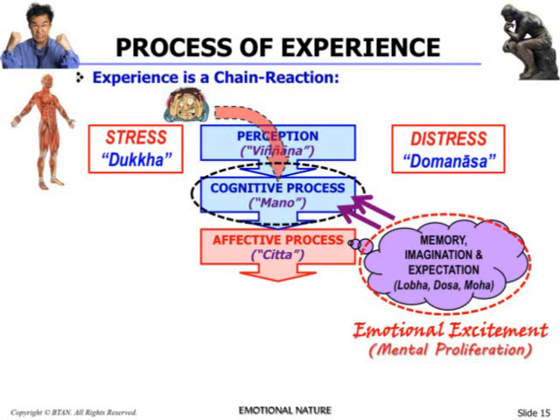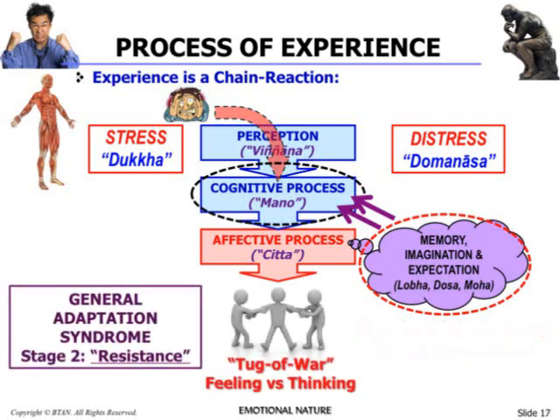So now the emotional mind disturbs the thinking mind, and when that happens, you can't think clearly. When the emotional mind is aroused, it disturbs the thinking mind, and this disturbance is a kind of a tug of war, right? And this mental disturbance or emotional excitement that is disturbing the mind, this is called distress, or the Buddha used the word domanassa. This in fact corresponds to stage 2 of the general adaptation syndrome.